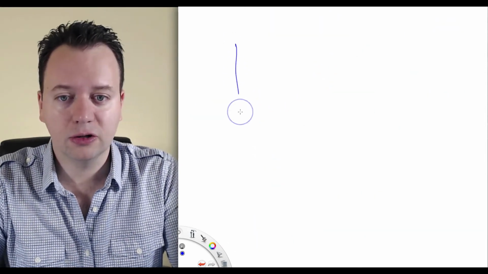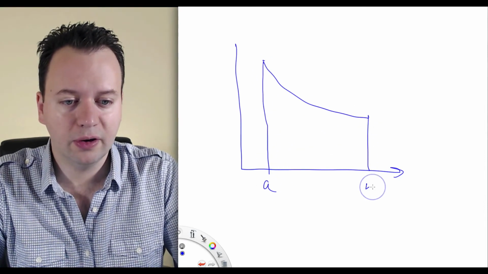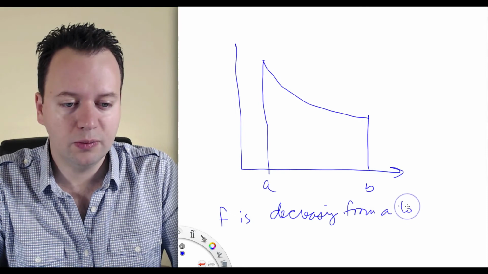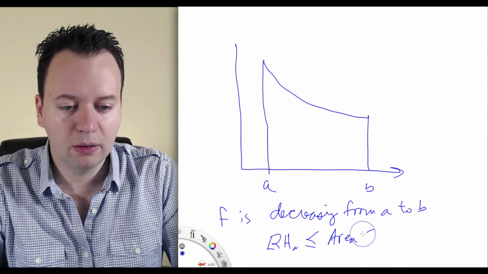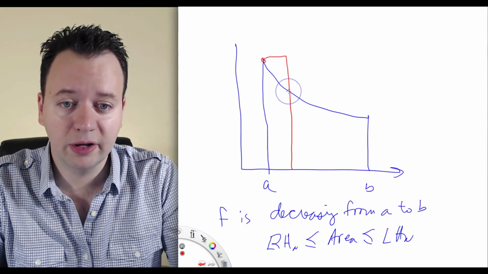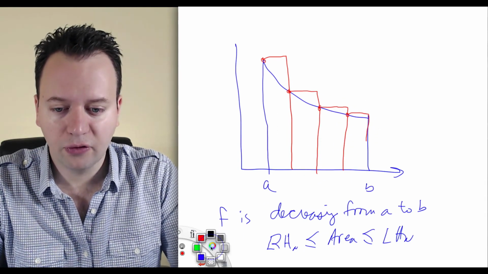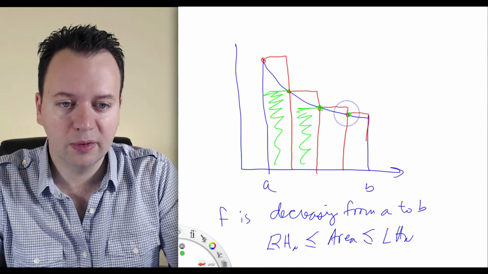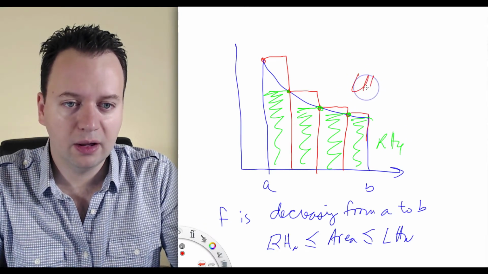Now, if you have a decreasing function, it's just the opposite. So here's a decreasing function. So if f is decreasing from a to b, then the right-hand Riemann sum is less than or equal to the true area, which is less than or equal to the left-hand Riemann sum. So if we look at our left-hand Riemann sum, we get an overestimate. So the area of the rectangles are always greater than the area under the curve. And then for the right-hand Riemann sum, we use the right endpoints, so we get an underestimate, just like that. So there's the right-hand Riemann sum with 4, and the left-hand Riemann sum with 4.